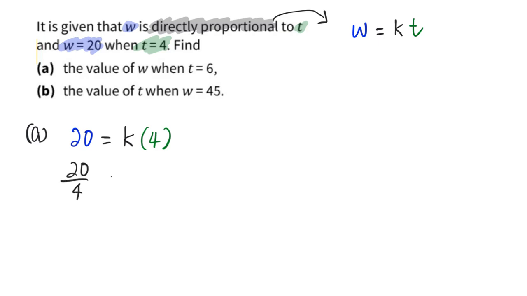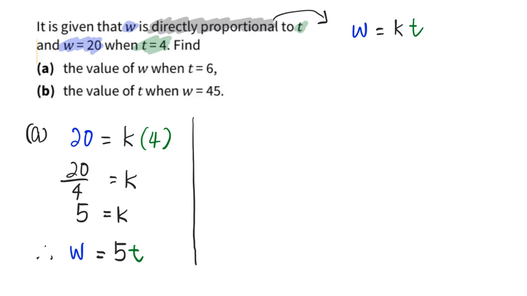Divide by 4 on both sides. And so I would then be able to get this general equation relating W and T. W equals to 5 times T. And once I have that, I would then be able to find the value of W equals to 5 times T. T is 6. So W will be equals to 30.